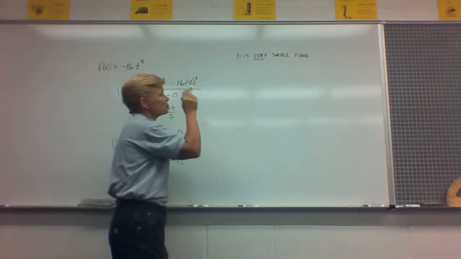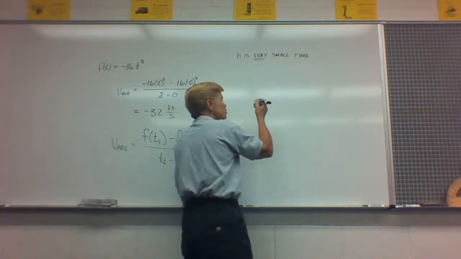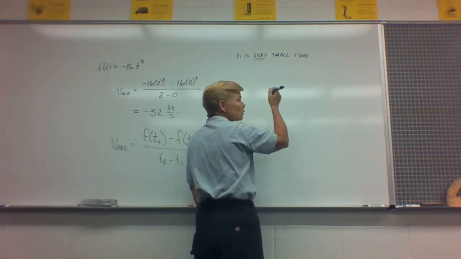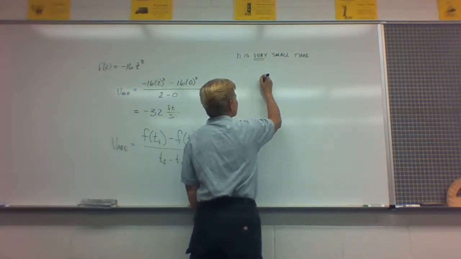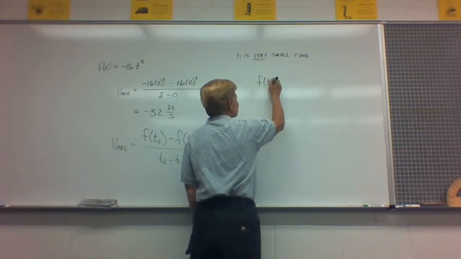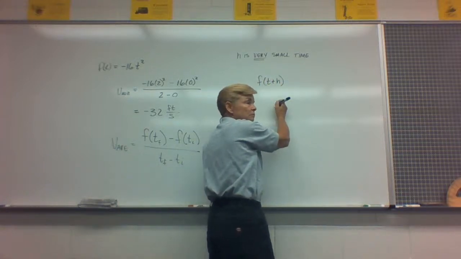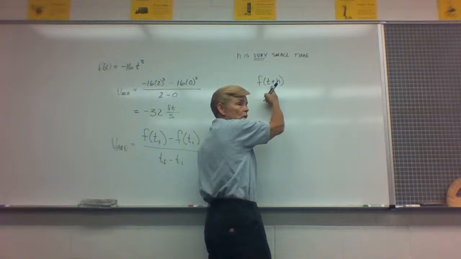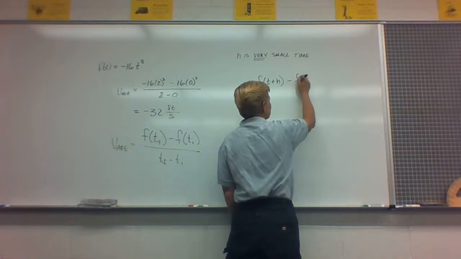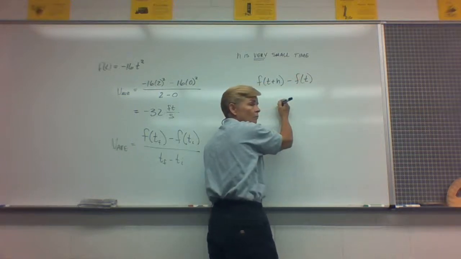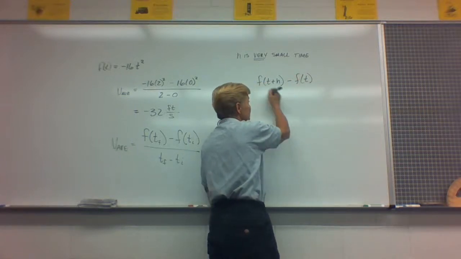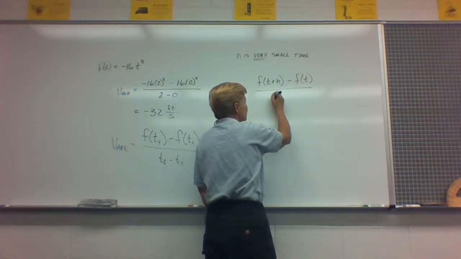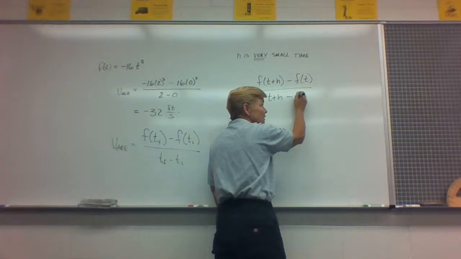So if I let h be a very, very, very small time, does it make sense to you that I could find something really, really close to what I'm looking for if I did f of t plus h? That's a teeny tiny bit past 2, if I let t be 2. It's a little past the time, minus the actual time, divided by t plus h minus t.